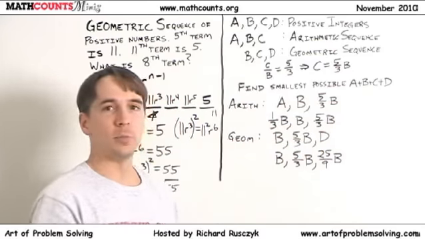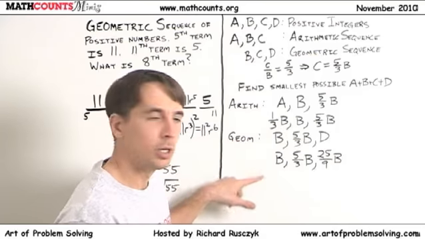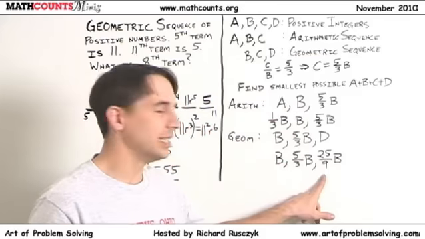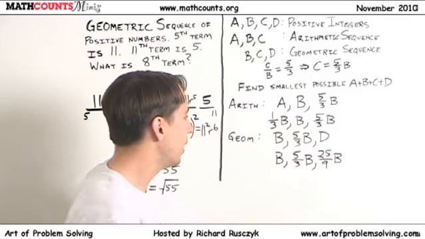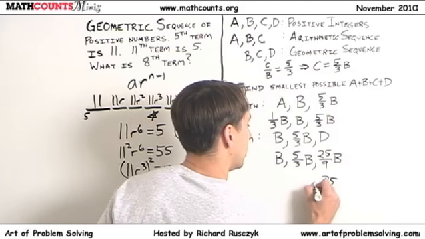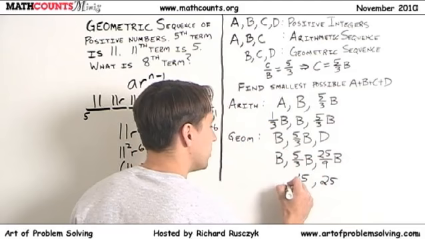And now, finally, to get the smallest possible A plus B plus C plus D, we know all of them in terms of B. We just have to pick the smallest B that makes all of these integers. So we want to wipe out all the fractions, and we like wiping out fractions. We're going to pick B to be 9. We can't pick anything smaller than that. When we make B 9, this becomes 25. This is 15. 9 divided by 3 is 3. 3 times 5 is 15.